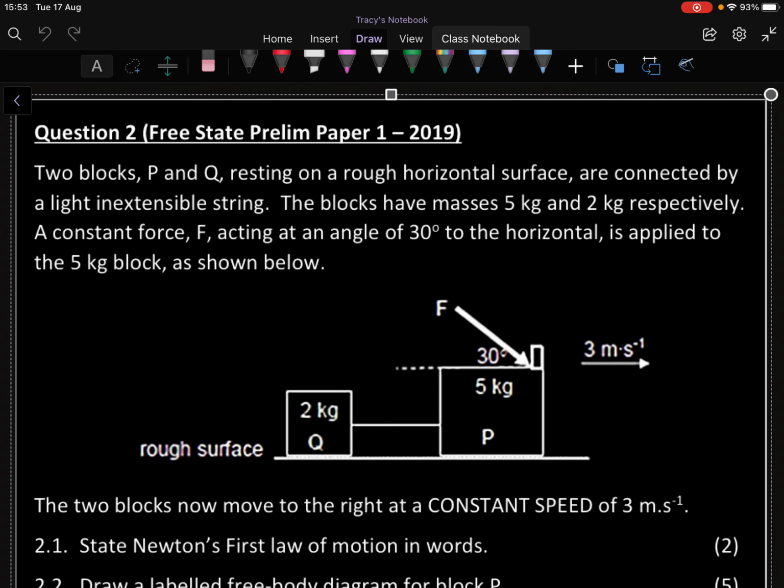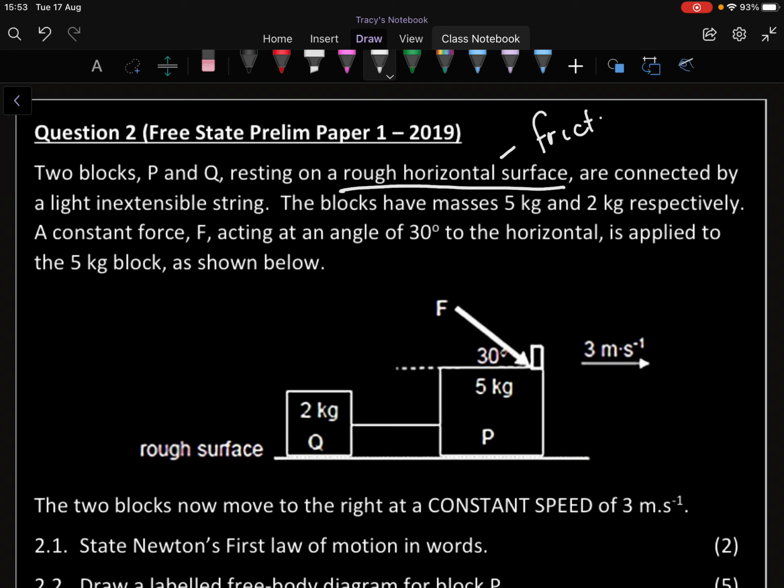So they tell you you've got two blocks, P and Q, resting on a rough horizontal surface. By saying rough, that means friction is something I need to take into consideration. Light inextensible string, they're telling you that the string between them doesn't play a role in the acceleration or anything like that. The blocks have masses of 5 kilograms and 2 kilograms respectively. They put it on the diagram for us.